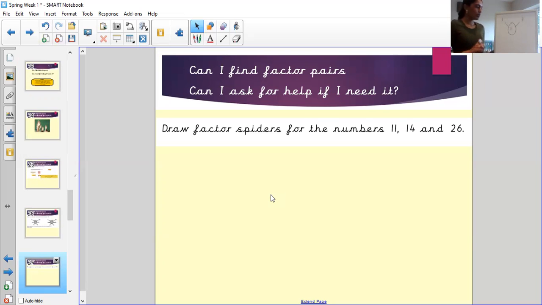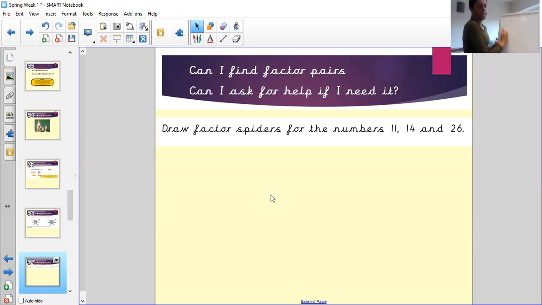that is what we call a prime number. So 11 can only go into itself, so we call 11 a prime number. You might like to say that word, prime number. So if you work this one out, you should have only got one factor pair.